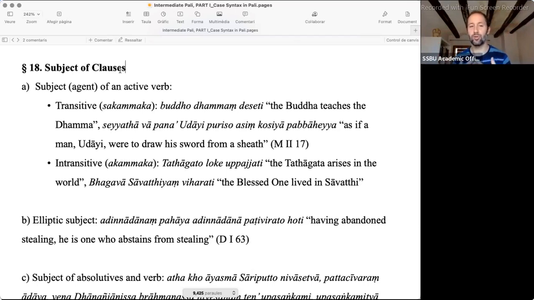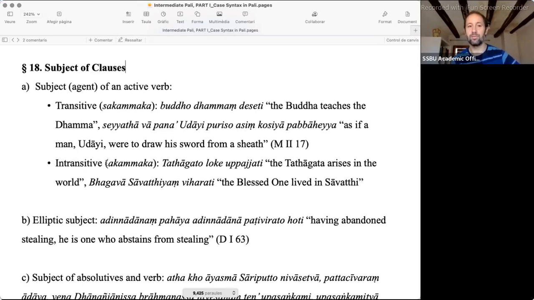You can also have an absolutive clause, like gamam gantva bhojanam khadati. So gamam gantva, that is a clause, an absolutive clause. You can take it as an independent small sentence. In every clause, there is a subject, and you can express that with the nominative. So when the verb is transitive, that means sakammaka, you can have examples like Buddho dhammam deseti or Bhagava dhammam deseti, the Buddha teaches the Dhamma, or seyyathapi, Udayi, puriso asim kosiya pabbaheyya, as if a man, Udayi, were to draw his sword from a sheath.